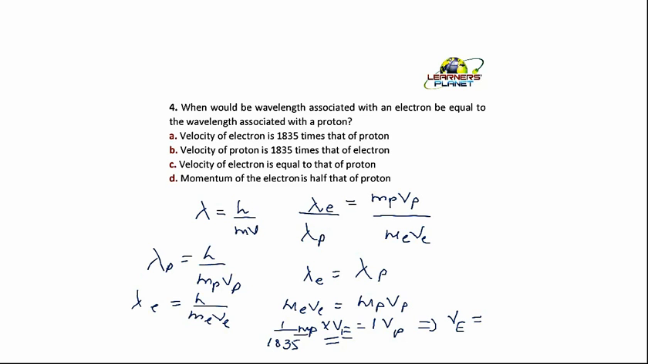Can I write it like this? That is, your velocity of electron is equal to, what is the mass of proton? It is 1. That is equal to 1835 times the velocity of proton. So what will be the correct answer here? It would be that the velocity of the electron is 1835 times that of the proton.